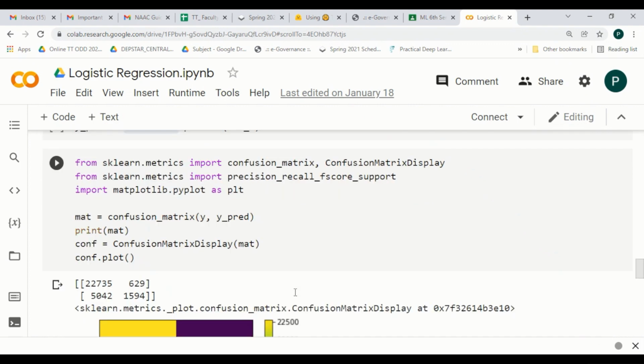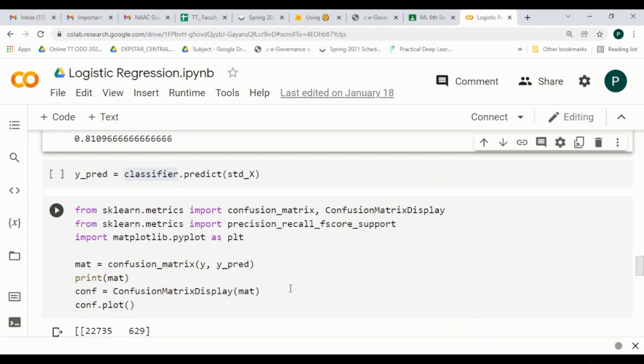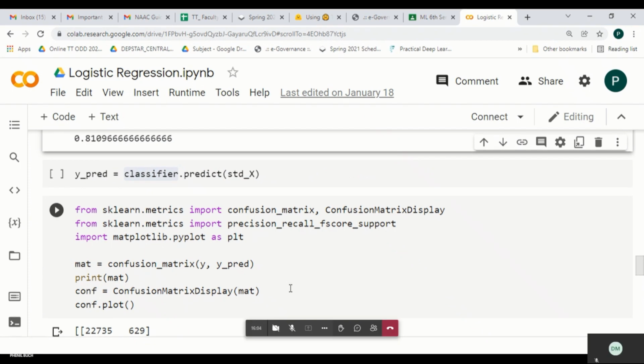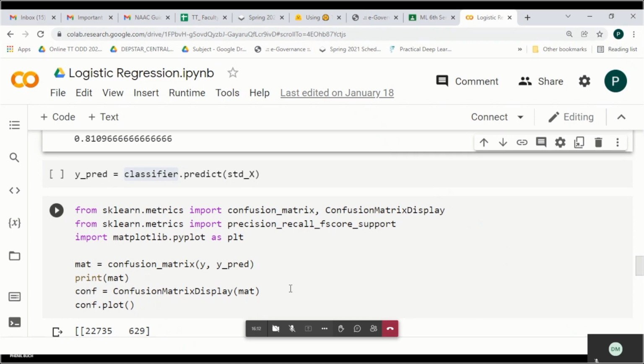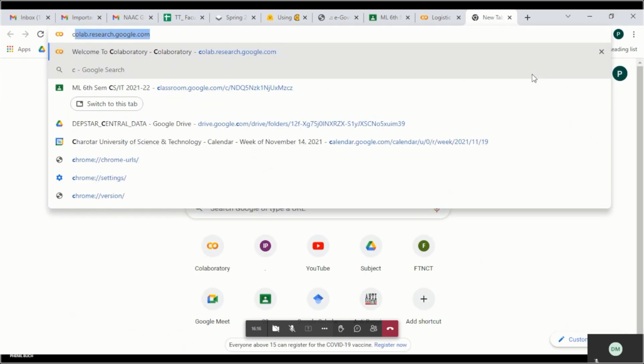Confusion matrix is something which can be used to determine how well our classification machine learning algorithm is performing, how our classification model or a classifier is performing. So let me show you what a confusion matrix is about.